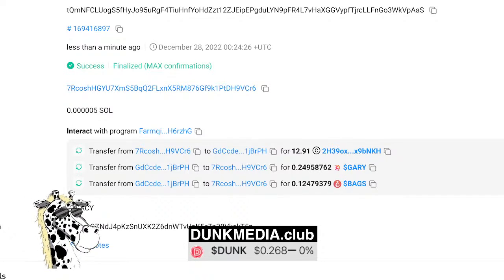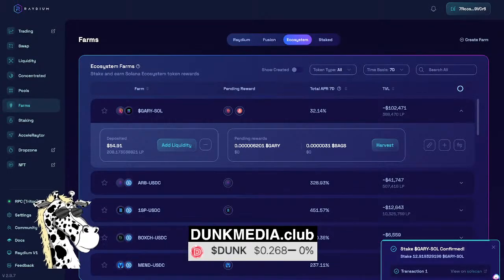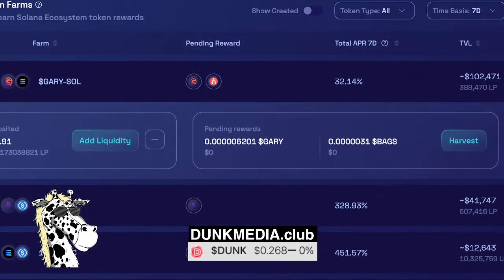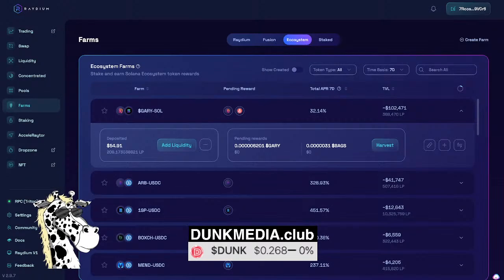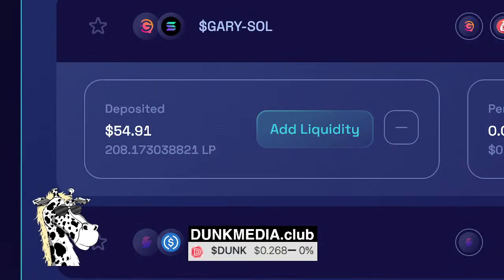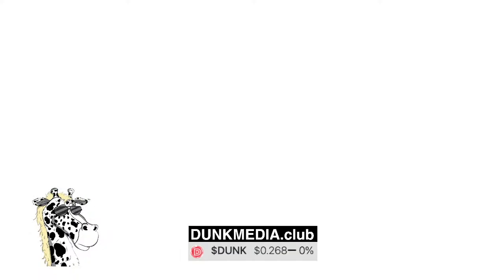So now I can go back to this pool, and you can see it's zeroed out. It's zeroed out the amount of Gary that I have, and it's zeroed out the amount of bags because I've claimed them now. And if I wanted to add liquidity, before it was about, I think, 190 something, and now it's 208. So let's just copy this. This is our new amount of LP that we have. And now I could just keep on going over to my chart.